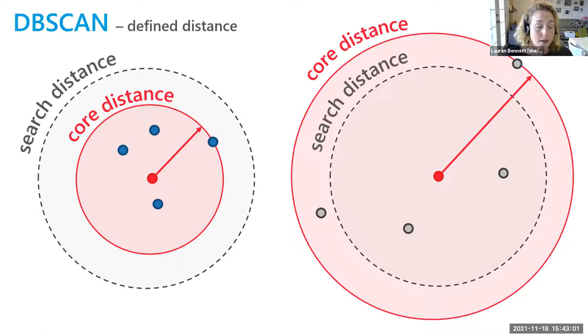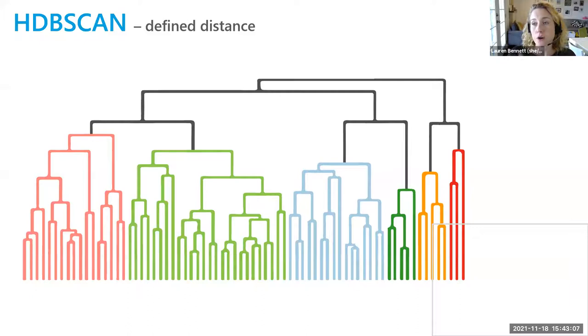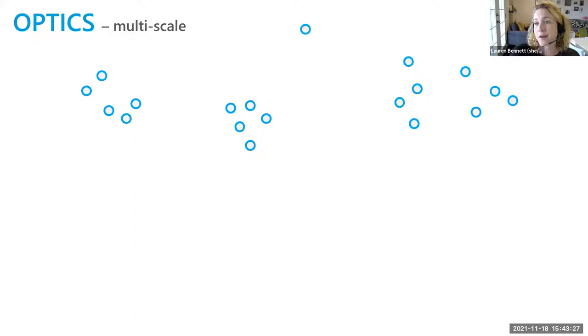HDBSCAN, through its use of this hierarchical approach, actually allows for some places to be considered a cluster that in another place would not be considered a cluster, based on the more local density in that area. Now, that's actually a property that is shared with OPTICS. I'm kind of biased, but I think OPTICS is my favorite, and it's mainly just because I get so much information and I learn so much about my data through OPTICS.